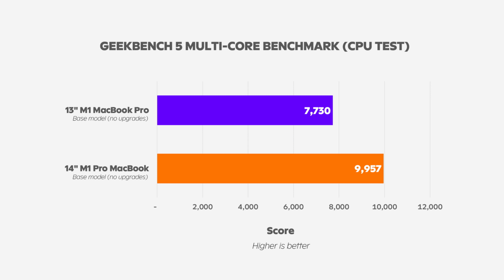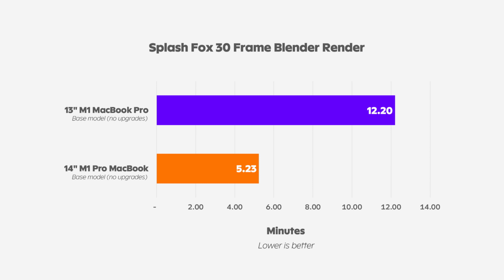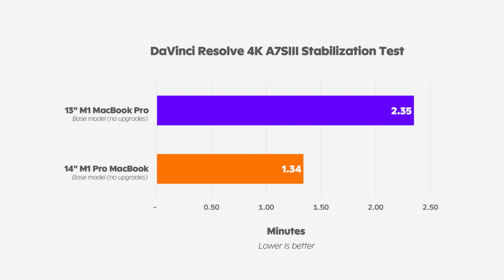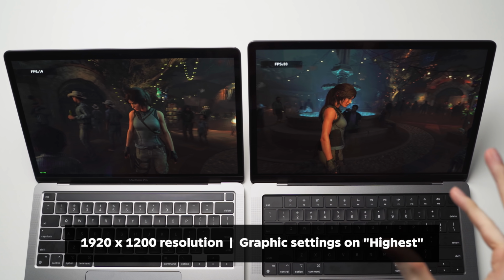But apart from that, essentially, I found that in a lot of situations, especially GPU heavy tasks like Blender rendering, video editing stabilization, and 3D applications like gaming, the 14-inch M1 MacBook Pro was more than twice as fast. Now, a lot of this was due, obviously, to the doubling of GPU cores you get when you jump from the M1 MacBook Pro to the M1 14-inch MacBook Pro. So if you're doing mainly CPU-intensive tasks, you may not notice such a big difference.